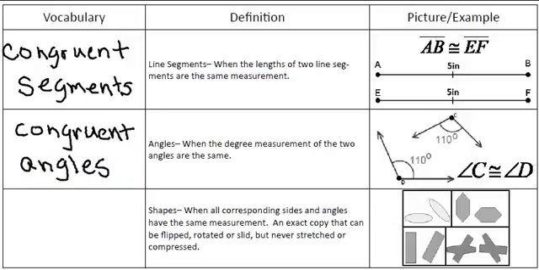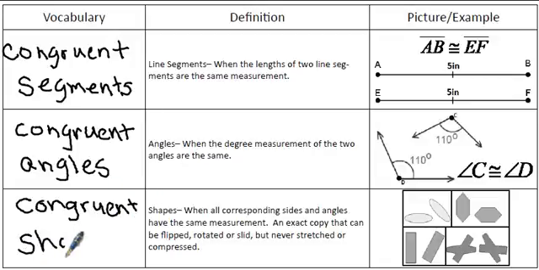So when segments are congruent, they have the same length or measurement. When angles are congruent, they have the same degree measurement. Now for shapes, when all corresponding sides and angles, or sides and angles that match up, have the same measurement, it's an exact copy that can be flipped, rotated, or slid, but never stretched or compressed. So if I could flip or rotate these and they will match up on itself, then these are examples of congruent shapes. Now not all of those shapes are congruent to each other, just the ones in those boxes.